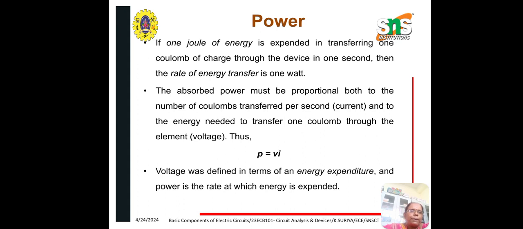So next one is the power. Power: 1 joule of energy is expended in transferring 1 coulomb of charge through the device in 1 second. So the rate of transfer of energy is 1 watt. The observed power must be proportional to both the number of coulombs transferred per second and the energy needed to transfer 1 coulomb through the element. So power is equal to V into I. Voltage was defined in terms of energy expenditure, and power is the rate at which the energy is expended.